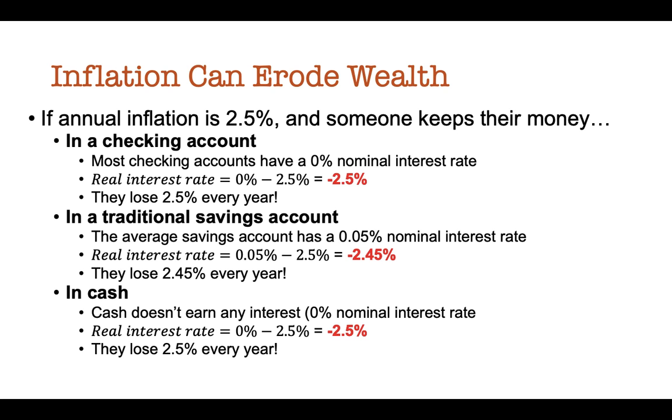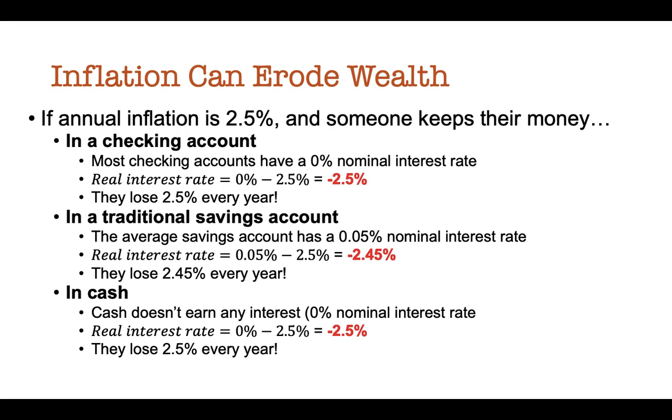So what does this mean for your own wealth over time? Well, it means that inflation is working against you. And if you keep money in a checking account, in traditional savings accounts, or in cash, you're probably losing money every year. So assuming that inflation is about 2.5%, right in that typical range that I explained on the previous slide, if you have some money in a checking account, most checking accounts do not pay any interest. So a 0% interest rate. You put money in there, you leave it in there, the same balance that you put in is what you get out of it over time.